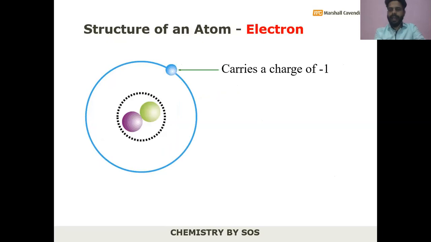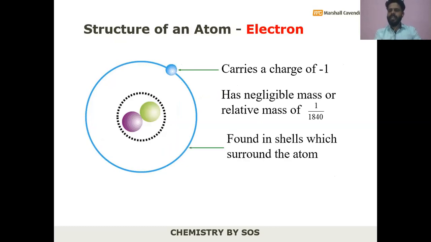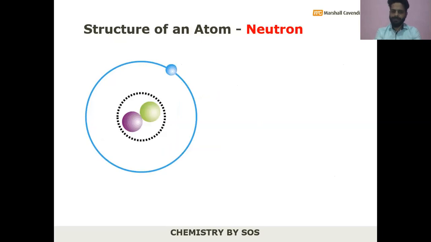Electrons are negatively charged particles. Their relative mass is very small, which is negligible, almost 1 upon 1840 times lesser than the mass of protons and neutrons. Electrons are found in the shells revolving around the nucleus, and these electrons are represented by small e.